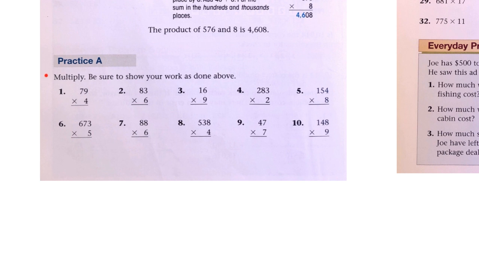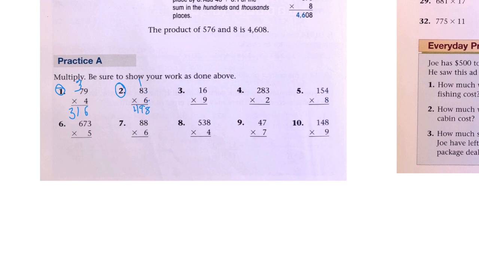Multiply. Be sure to show your work as done above. So number 1, 4 times 9 is 36. The 36 has a 6 in the ones. Regroup the 3. 4 times 7 is 28, plus the regrouped 3 is 31. Number 2, 6 times 3 is 18. Regroup the 1. 6 times 8 is 48, plus 1 is 49.